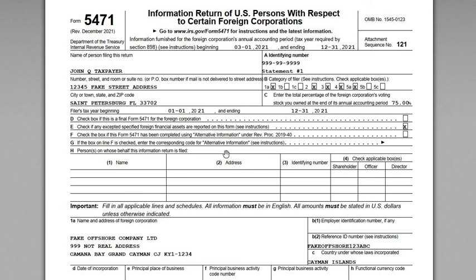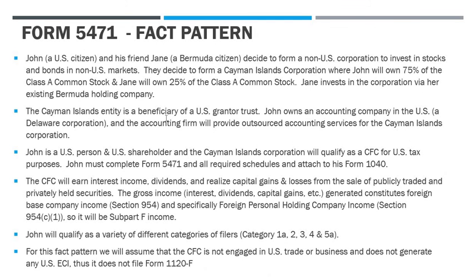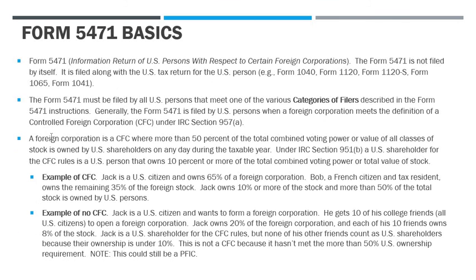Now, before I go into the 5471 and page 1 here, I do have a couple of slides. We want to get into the sample fact pattern that we're going to be working with for the CFC and the U.S. person. So we'll look at the structure chart, and some more details on the fact pattern itself and who the parties involved are. And then I also want to cover some high-level basics on the 5471 and CFC, so Controlled Foreign Corps.